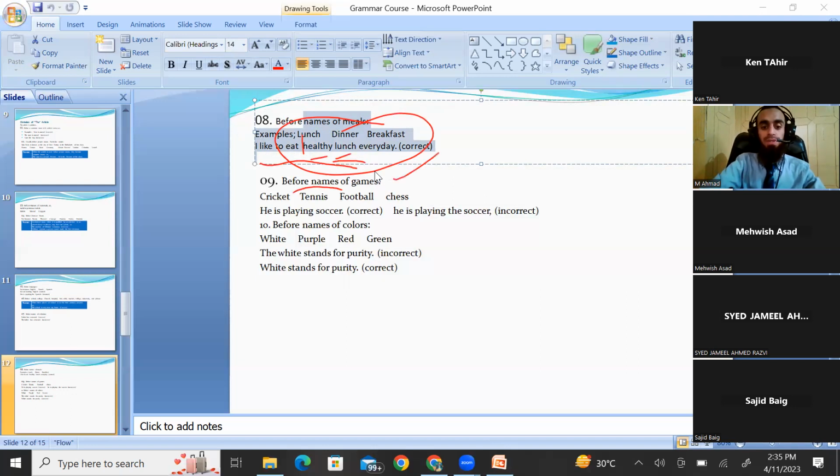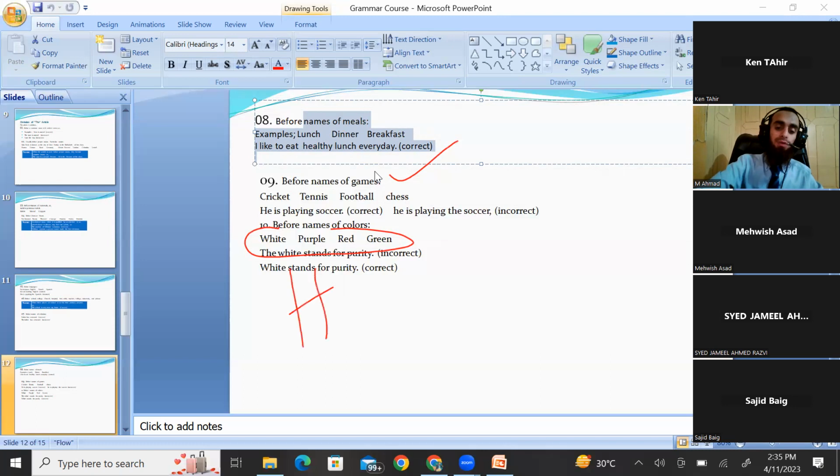Before names of games, we cannot use "the": football, chess, tennis, cricket, badminton. You can say I like to play soccer, but you cannot say I like to play the soccer. He's playing the soccer is incorrect. He's playing soccer is correct. Before names of colors, like I like white color, I like blue, I like green, right? You cannot say I like the white. That would be considered incorrect. For color names, we cannot use "the".